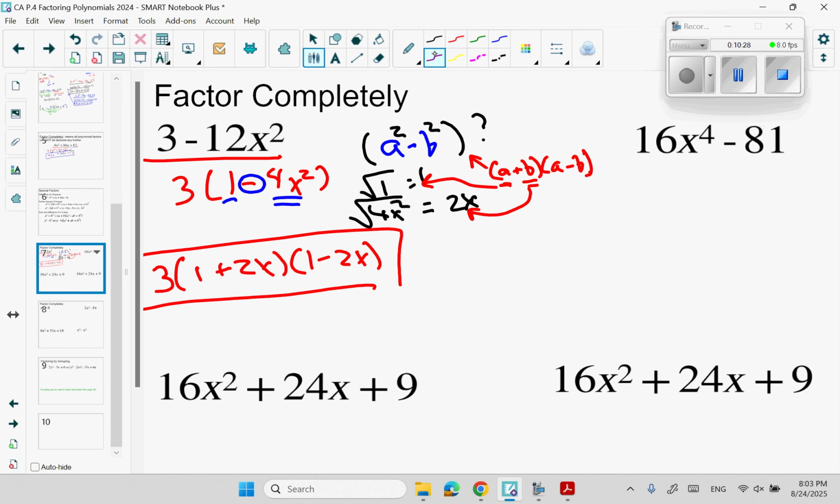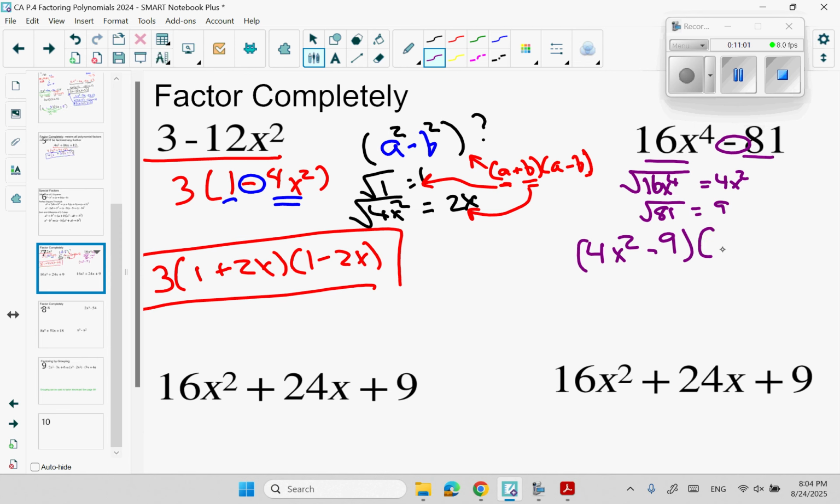Okay. Over here, there's nothing I can take out of both of them, but again, I have two things and a subtraction sign. So the first thing I would want to check is, are both of those perfect squares? Well, if I square root 16x to the fourth, square root of 16 is just 4. Square root of x to the fourth would be x squared. And if I square root 81, that would be 9. So these are perfect squares. So I would get 4x squared minus 9 and 4x squared plus 9.